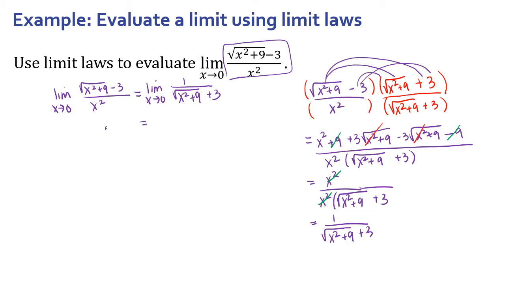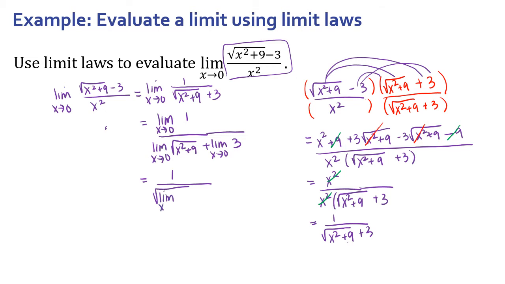So we'll go through and we'll do some limit laws on this. So I can take the limit as x approaches 0 of 1 in the numerator over the limit as x approaches 0 of the square root of x squared plus 9 plus the limit as x approaches 0 of 3. So the limit as x approaches 0 of 1 is just 1. Down here, I can move that limit inside of the square root. So take the square root to the outside using those limit laws. So I get that. Plus the limit as x approaches 0 of a constant is just the constant, so plus 3.